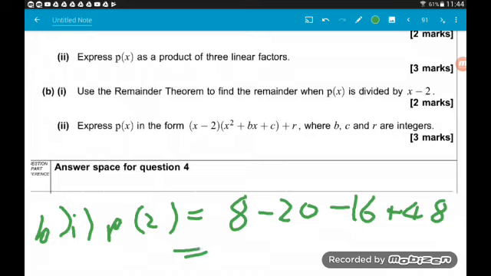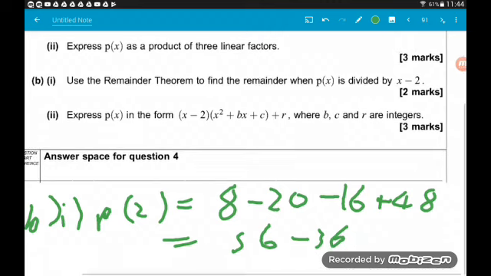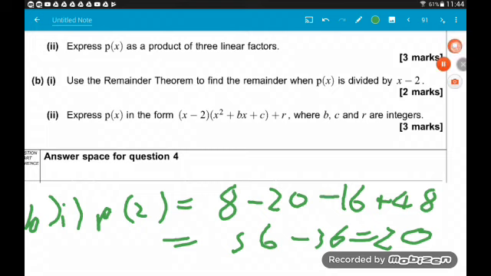So what do we get here? Well, again, I like to group together my same sort of sign. So, what do I mean by that? I would do 8 plus 48 first, which is 56, and then minus 20 minus 16 is minus 36. So, we get 20 there, like that.